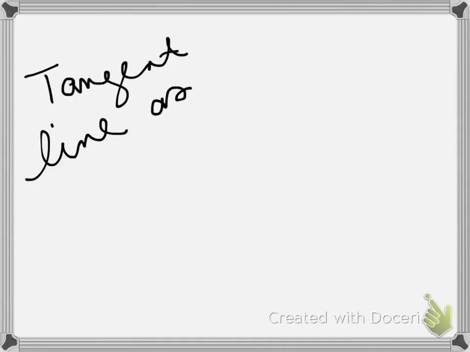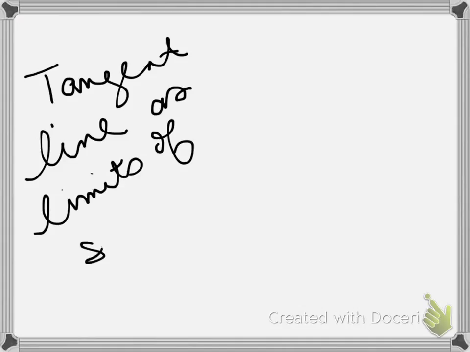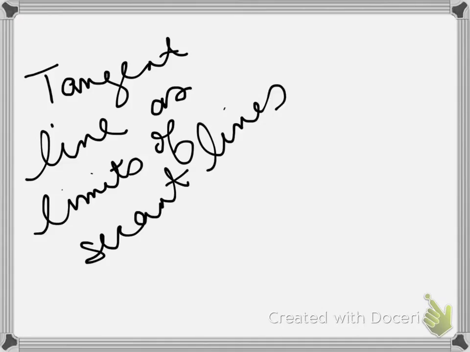We can also think about tangent lines as limits of secant lines. So remember, secant lines on graphs of functions are lines that go through two particular points on graphs of functions, and they're over an interval. So what I want to think about is the tangent line as a limit of secant lines now.